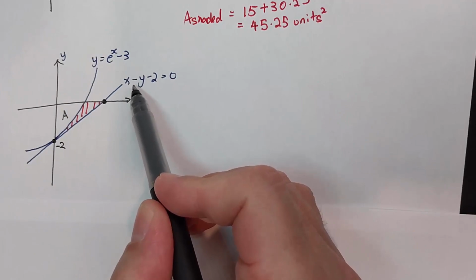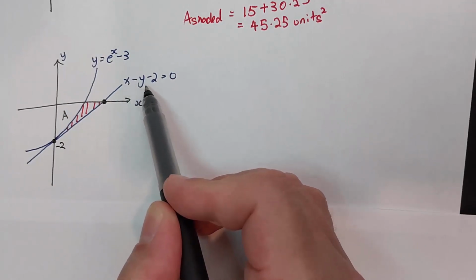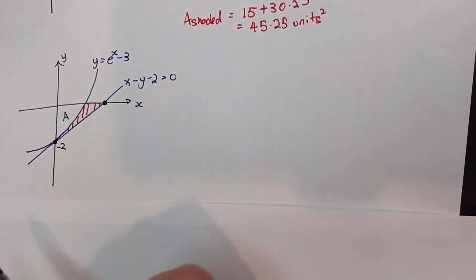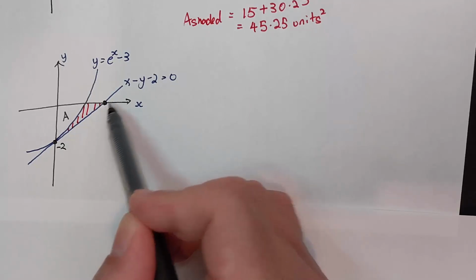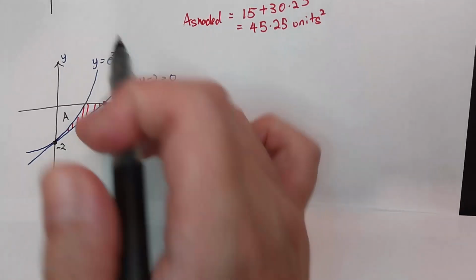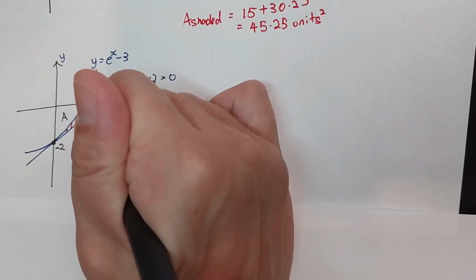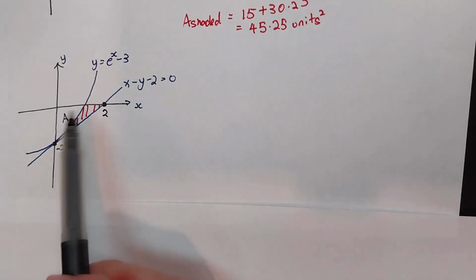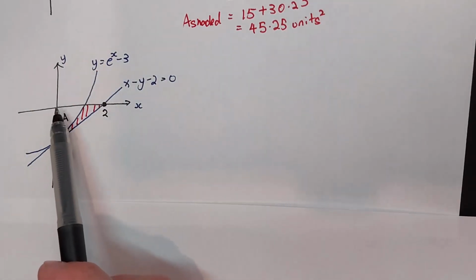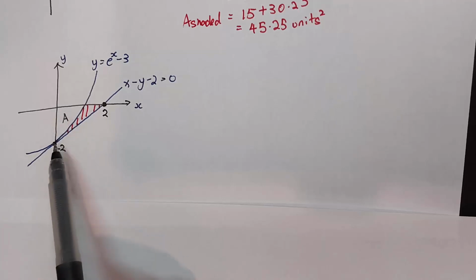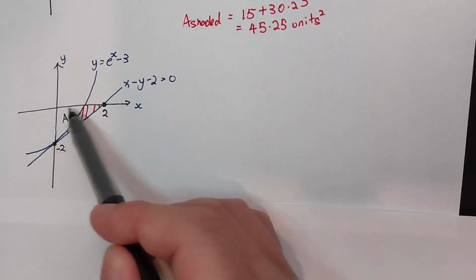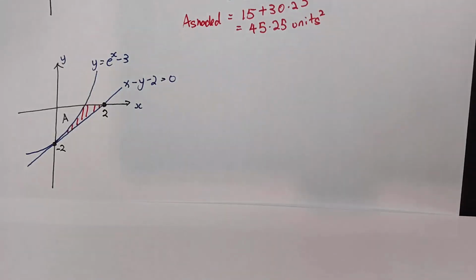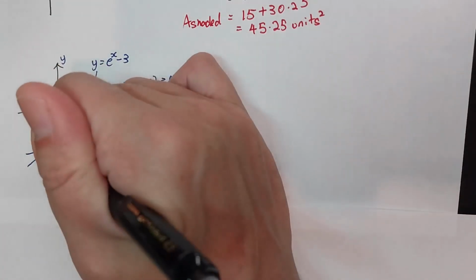By substituting 0 into the equation x minus y minus 2 equals 0. In order to find this intersection point with the x-axis, we let y be equal to 0. And that will give us x equals 2. So now we can easily find the area, half times base times height. To find the area of region A here, okay, I will now shade it using a pencil.